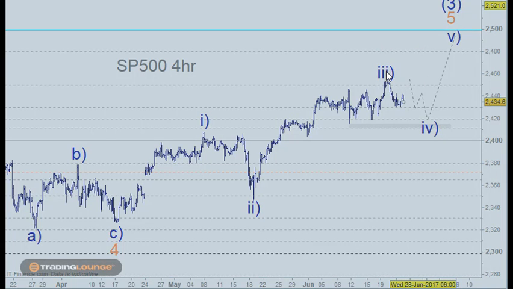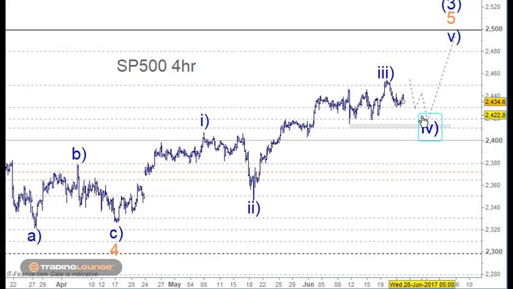But certainly it does appear that we're in an A, B, C correction here, and that would also line up with the NASDAQ as well.